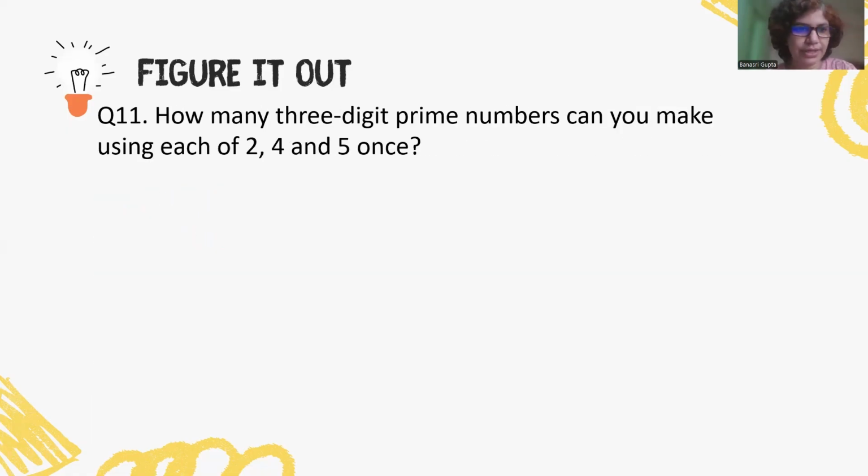So let's move on to the next question. How many 3-digit prime numbers can you make using each of 2, 4 and 5 once? You have to use each of the numbers only once. What is your guess? How many prime numbers can you make? Actually, we cannot make any prime number because the units digit has to be 2 or 4 or 5. So in any case, it will be either a multiple of 2 or a multiple of 5. So it cannot be a prime number.